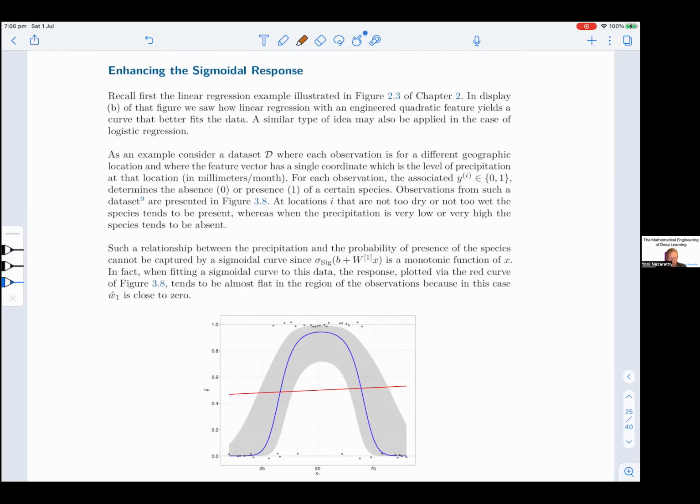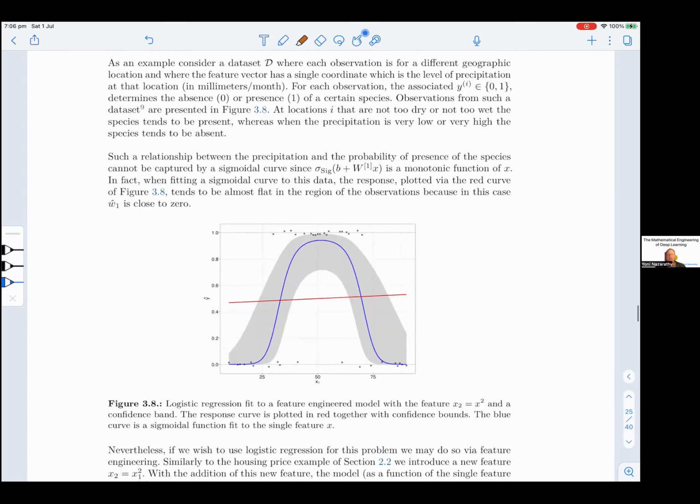Recall first the linear regression example illustrated in figure 2.3 of chapter 2. So that was the one with the Boston housing. In display B of that figure, we won't look at that figure just now, we saw how linear regression with an engineered quadratic feature yields a curve that better fits the data. A similar type of idea may also be applied in the case of logistic regression.